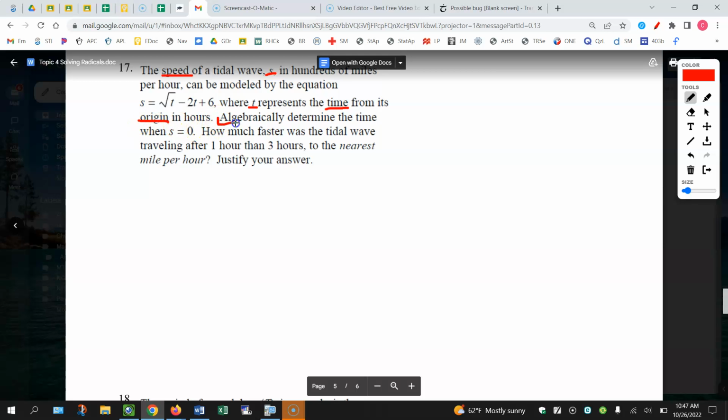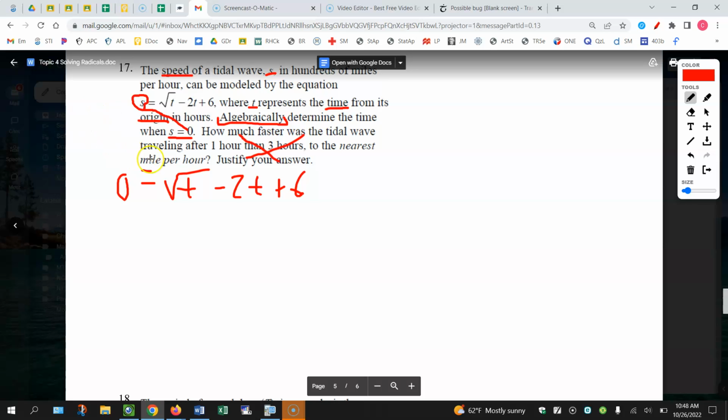Algebraically, so we can't just use the calculator, we have to show the algebra. Determine the time when s is 0. The rest of this question we're not going to bother with, so don't worry about this. If s is equal to 0, we're just going to substitute 0 in for the speed. So we're going to have 0 equals the square root of t minus 2t plus 6. Again, apologize about the handwriting.